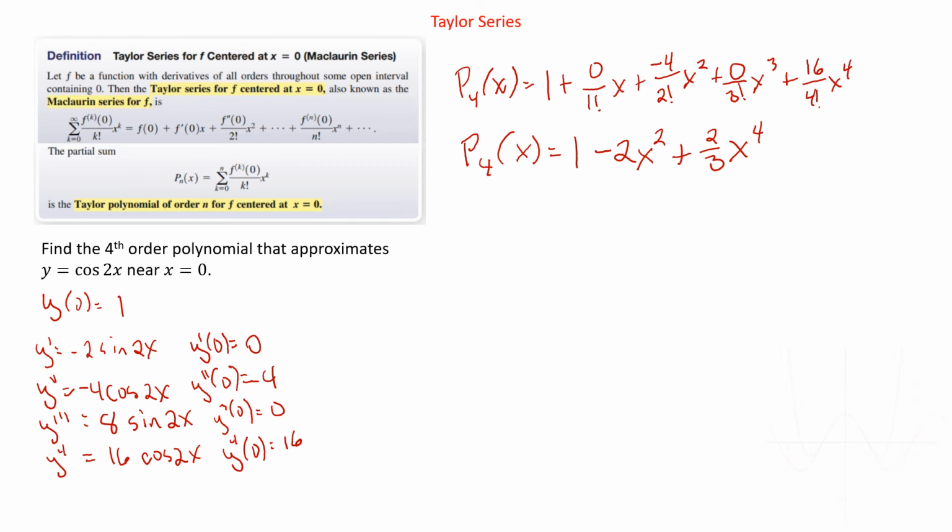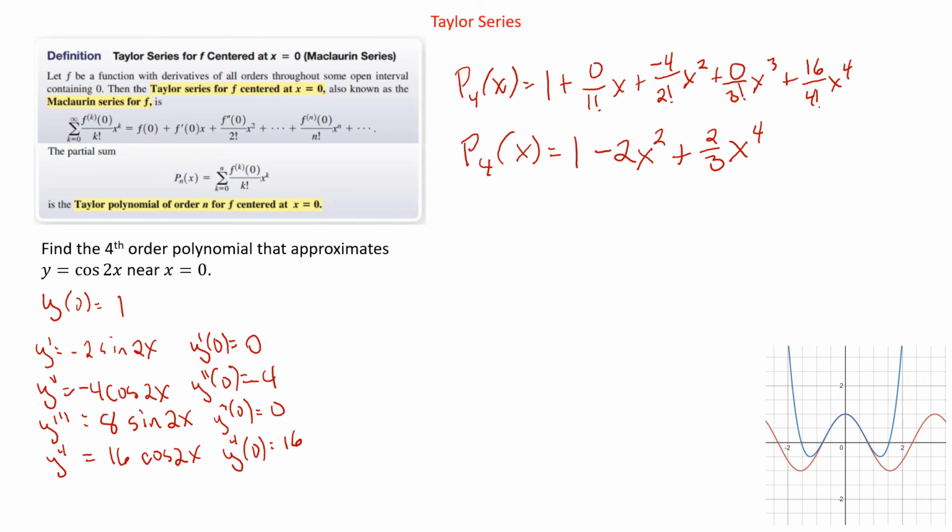How close is it? Well, if we graphed it, we have cosine is the red, and the blue is this polynomial. And it looks like from about -1 to +1, actually, it hits it pretty much perfectly. The more we do, the better we'll get. The more places out we go, the better the estimate we'll get, the better the polynomial we'll get.